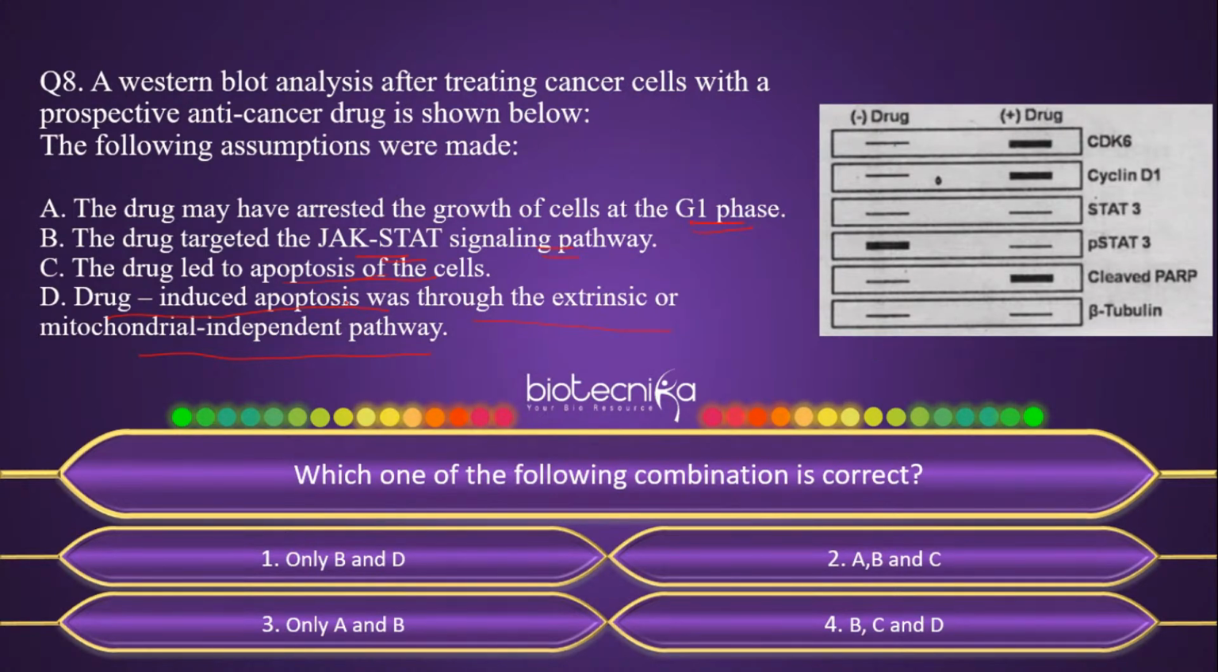Read the assumptions clearly. The drug has arrested the growth of cells at G1 phase. The drug might have targeted the JAK-STAT pathway. The drug has led to the apoptosis of the cell. So from this protein's name, which you can see, which indicates that the cell has undergone apoptosis? What indicates that the cell has undergone apoptosis?